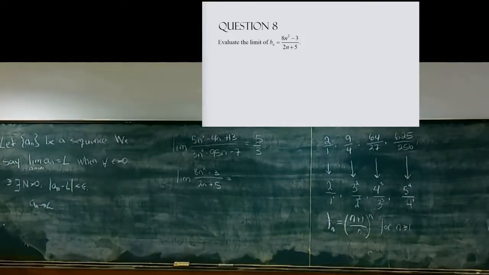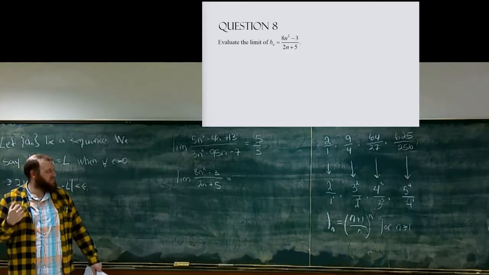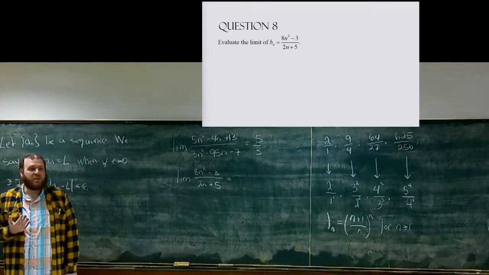Now 8n squared minus 3 over 2n plus 5. What is that limit? Again, you can use L'Hopital's rule. You can also just inspect it and know what the limit is.